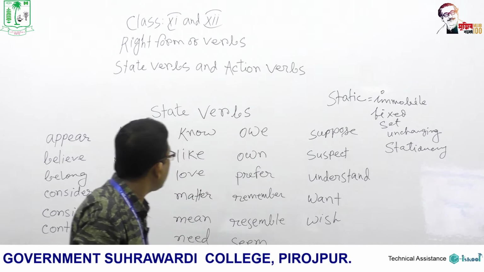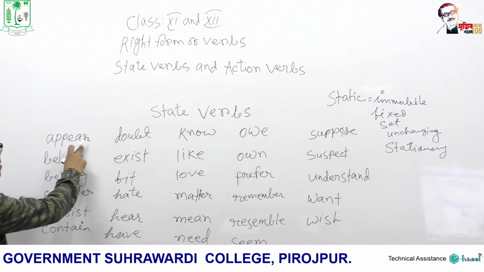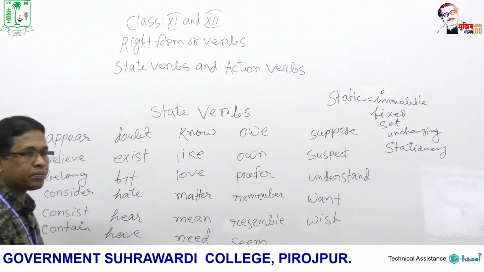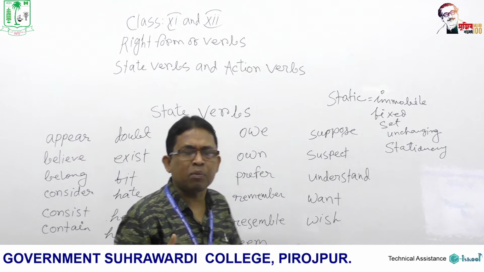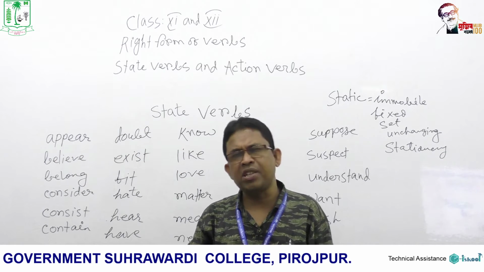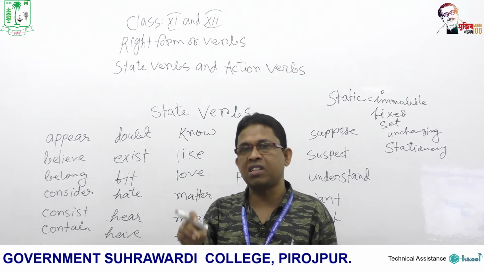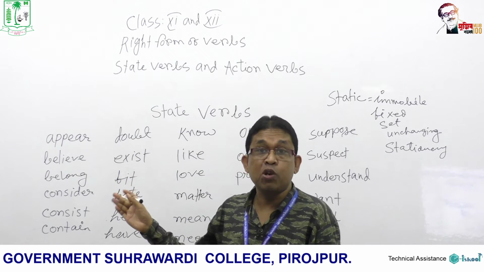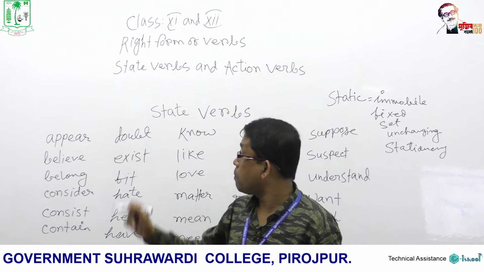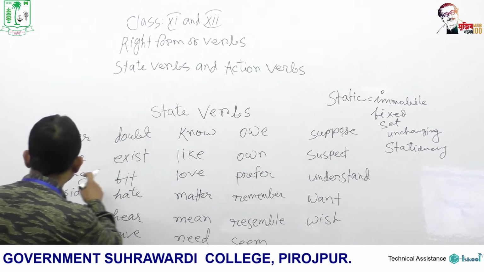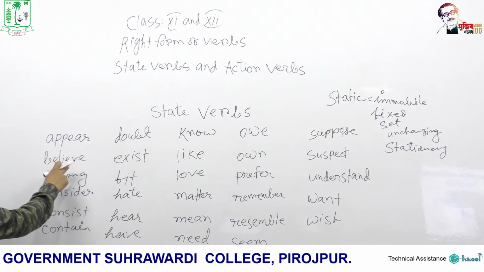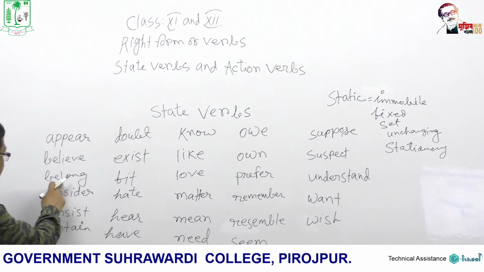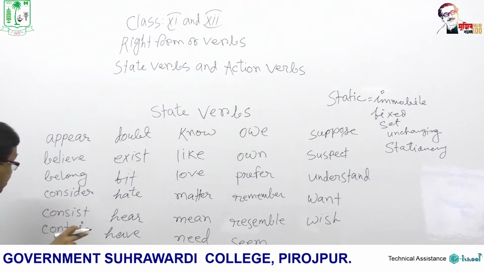Just consider these verbs: appear. Appear means seem, that is related to something static, something unchanged, something related to our feelings, to our guess, to our assumption. Then believe. Believe is a kind of condition or a state. Then belong, kind of condition.